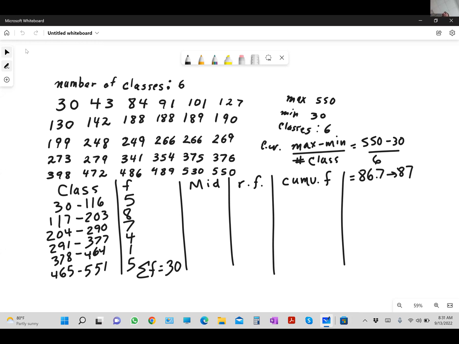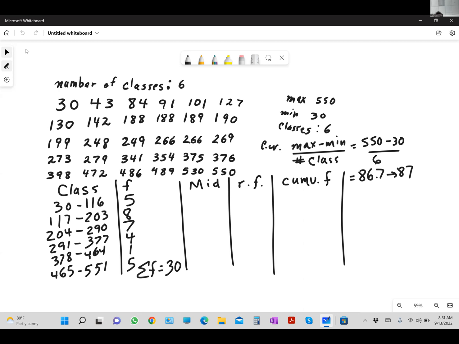Now, those of you who did poorly today, which is a vast majority, this is unacceptable. If I'm giving you the numbers in order, and all you had to do today was class and frequency, and you didn't get that right, then tomorrow you have to do class, you have to do frequency, and then you have to do midpoint.